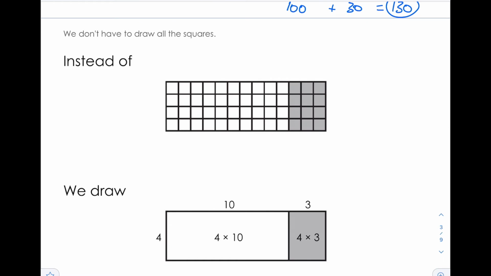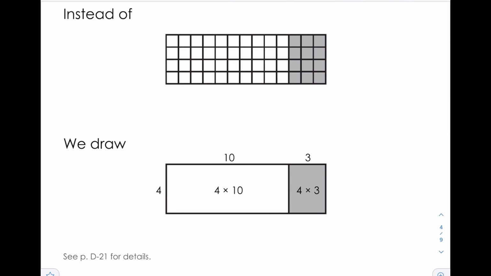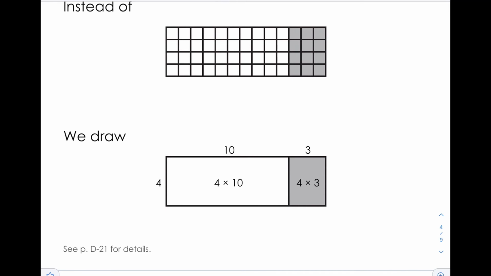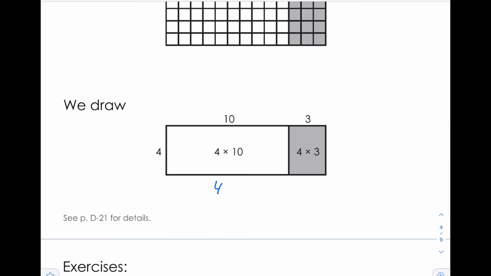Instead of doing the array this way on your graph paper, which works perfectly fine, you may find that just drawing a simple little diagram like this is quicker. Okay, so if you were asked to complete the question 4 times 13, you can just draw a quick rectangle. You could say, okay, 13 will break down into 10 and 3. Those are two nice numbers to work with. So we have 4 times 10 plus 4 times 3. Here we have 40. Here we have 12. Altogether we have 52.